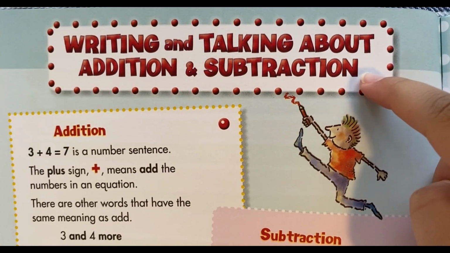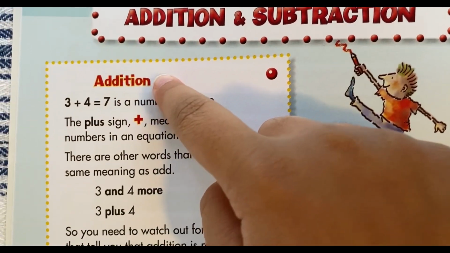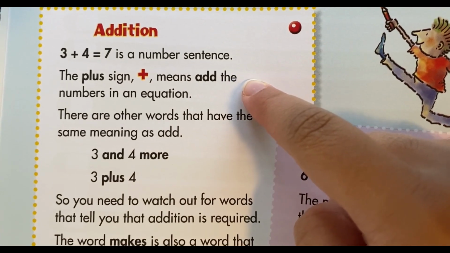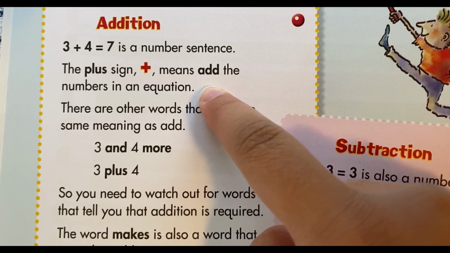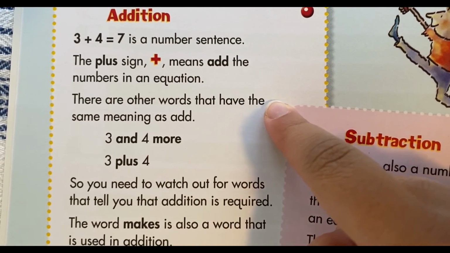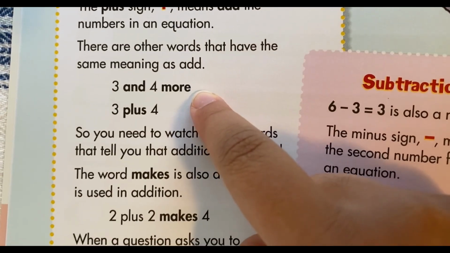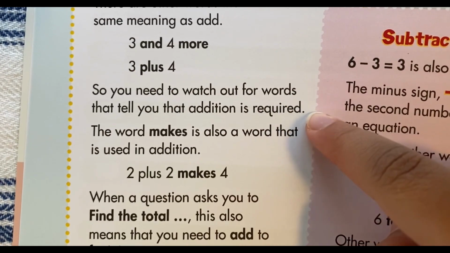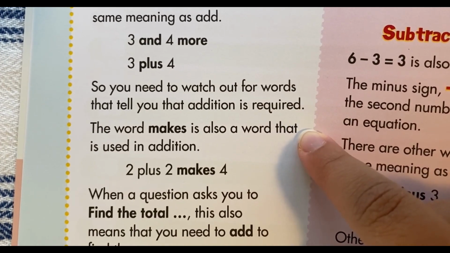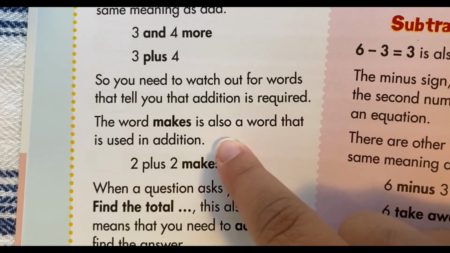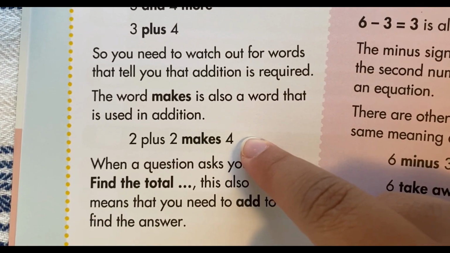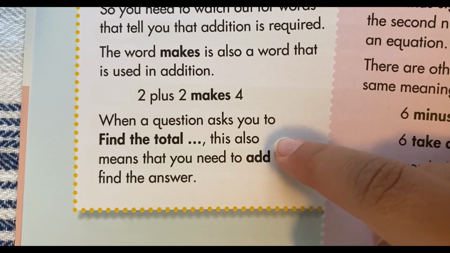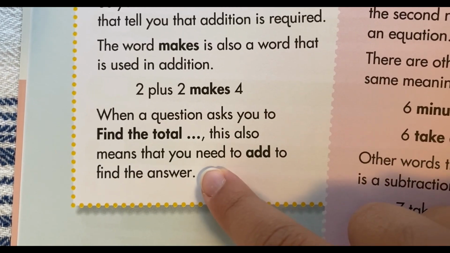Writing and talking about addition and subtraction. Addition. 3 plus 4 equals 7 is a number sentence. The plus sign means add the numbers in an equation. There are other words that have the same meaning as add. 3 and 4 more. 3 plus 4. So you need to watch out for words that tell you that addition is required. The word makes is also a word that is used in addition. 2 plus 2 makes 4. When a question asks you to find the total, this also means that you need to add to find the answer.